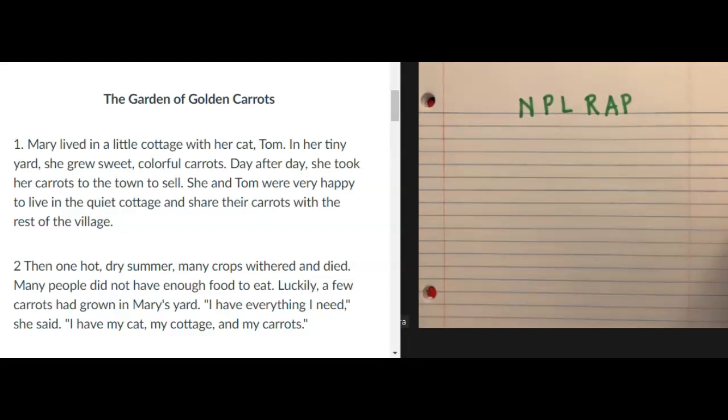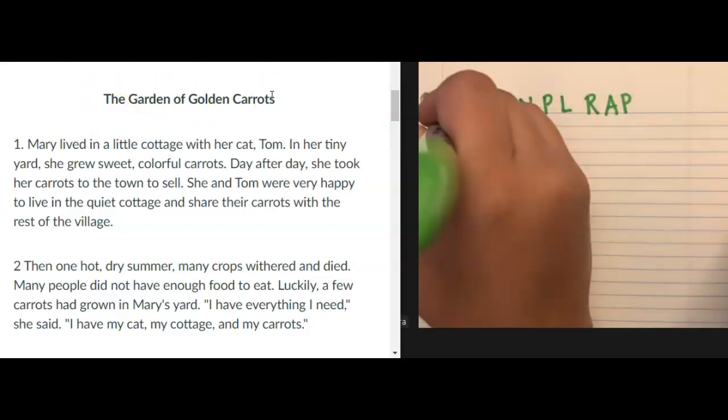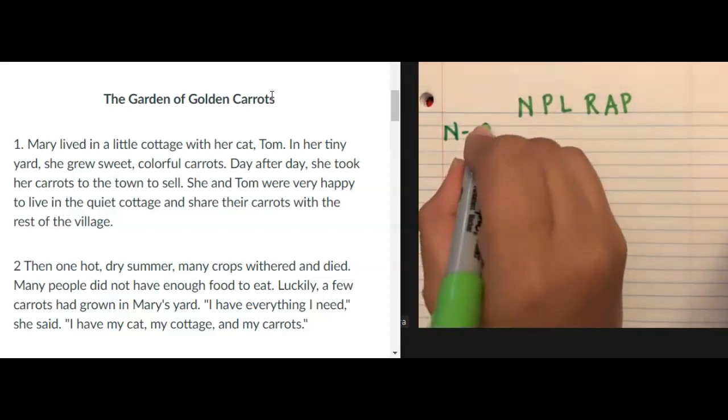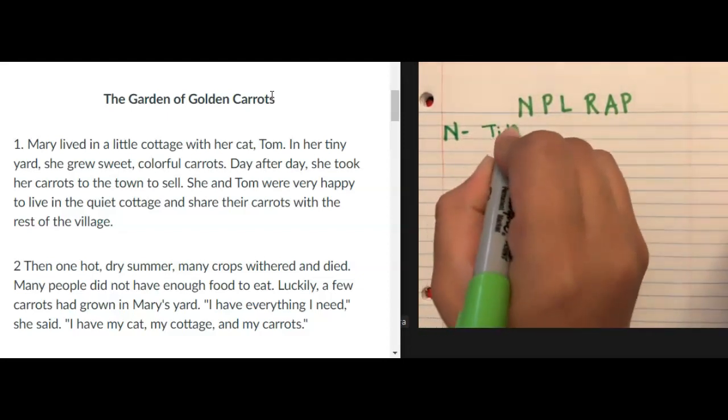We are going to use the story that we have read before, The Garden of Golden Carrots, and we're going to start looking for things that stand out. Right away, I see the title is in bold words. So that is one thing. I'm going to write my letter N. That is one thing that stands out. The title stands out.